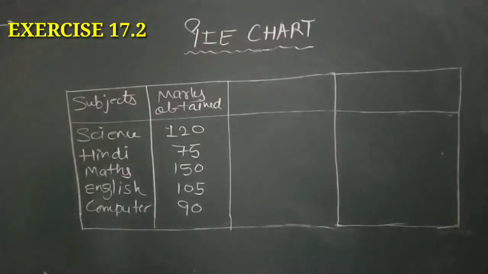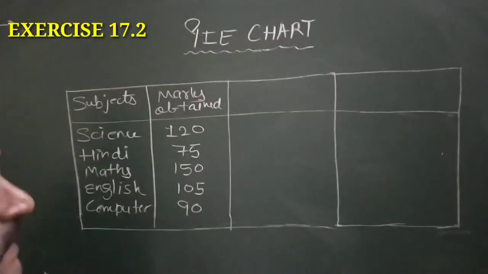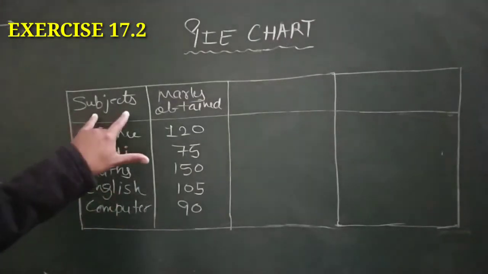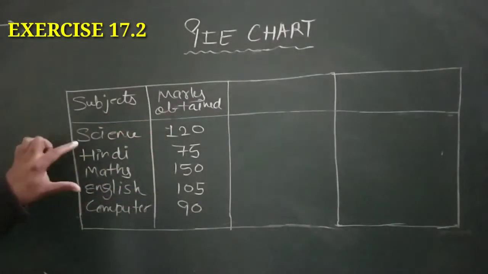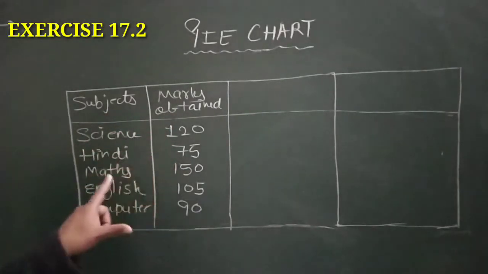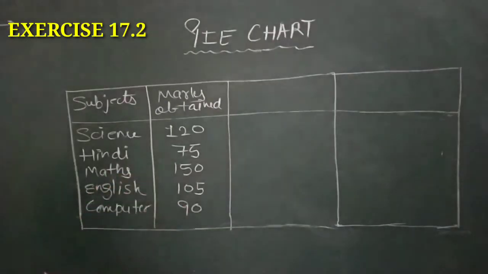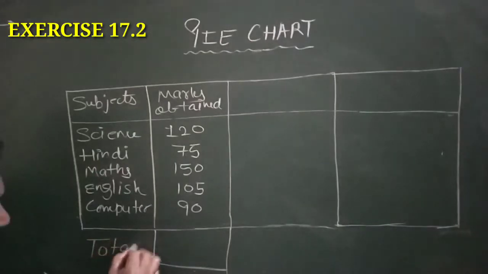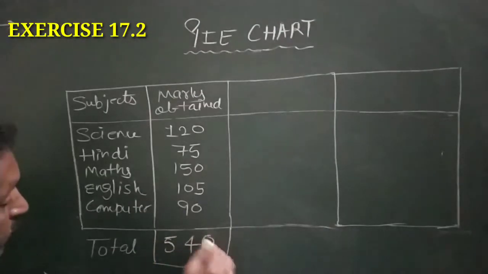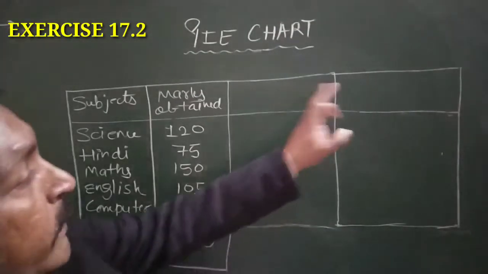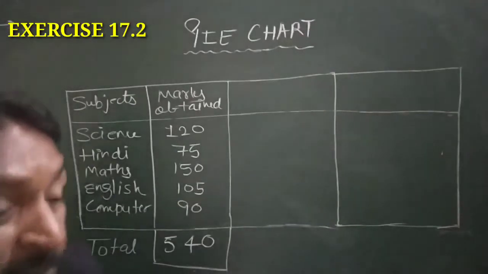Okay students, now see on the board question number 1 of exercise 17.2. In this question one table is given to us which is related to subjects and the marks obtained. In science 120, Hindi 75, maths 150, like this, and we have to represent this by the help of a pie chart. So first of all we need the total. We have to add all of these and we will get 540.